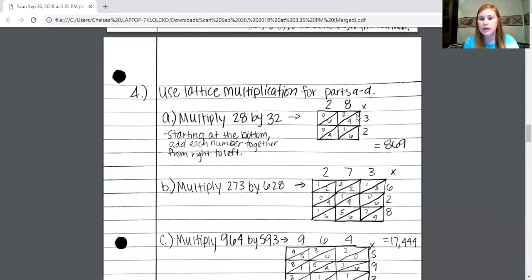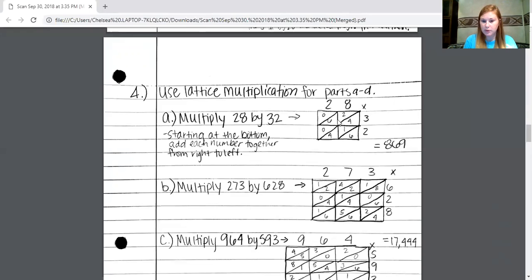And what you do, inside of each square, you create a diagonal line. So you're going to multiply 8 times 3, and your answer will go here in the center. It's going to be 2 on top and 4 on the bottom for 24. And then you're going to multiply 3 times 2. You'll write your answer in this square, 0 and 6. And then you'll do the same thing for 8 times 2 and 2 times 2.